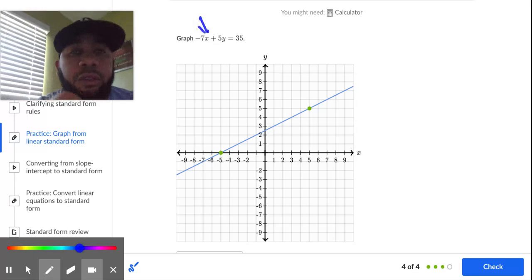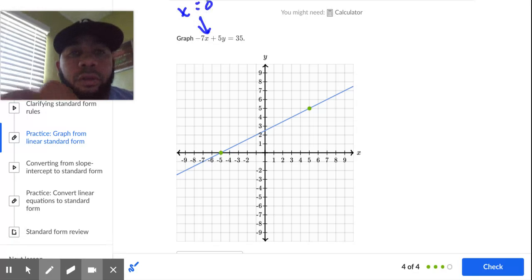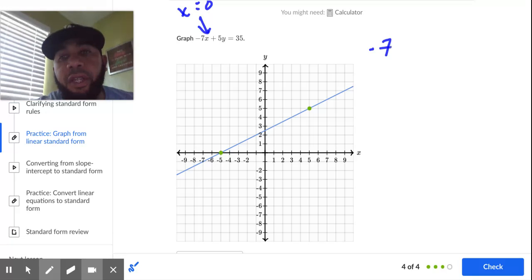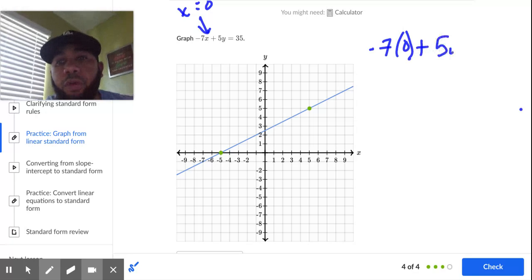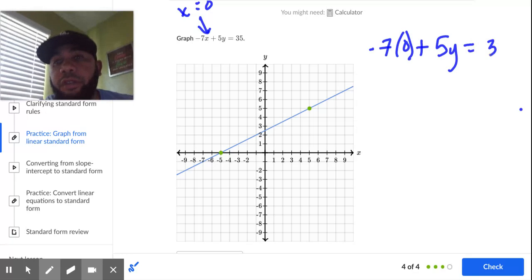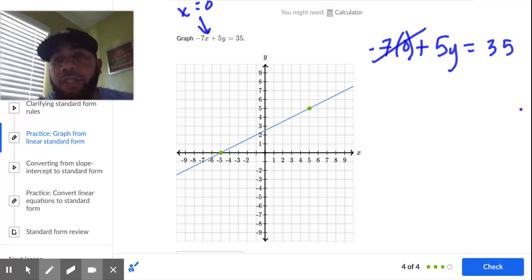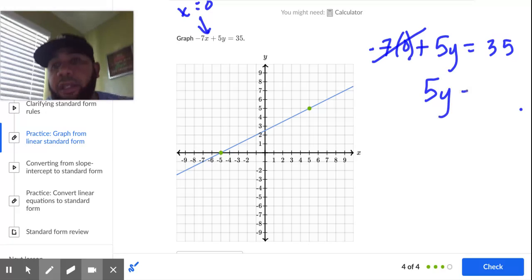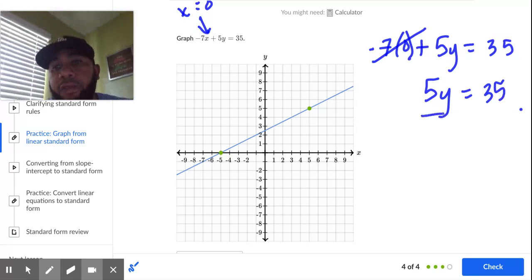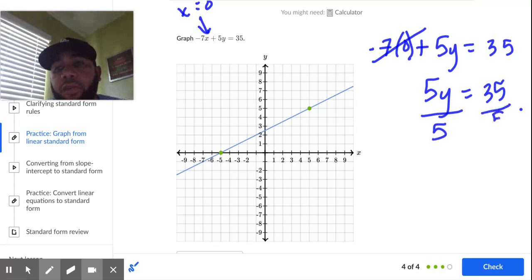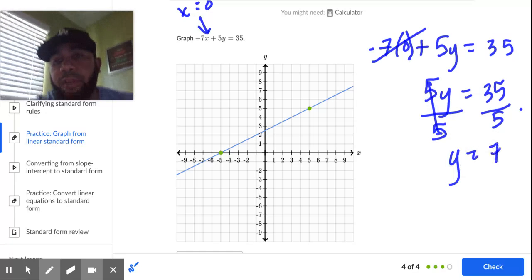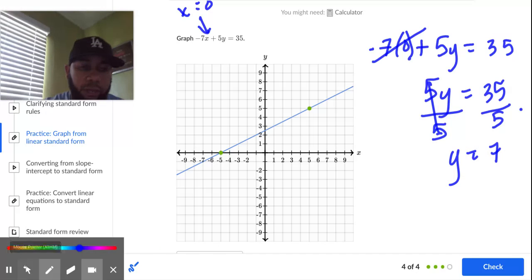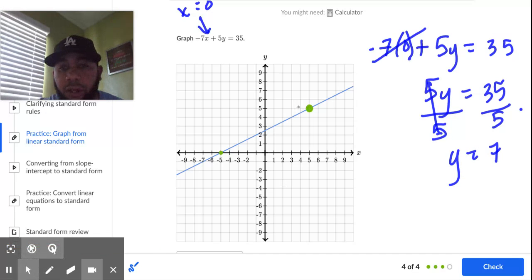Now let's let x be 0. And we get negative 7 times 0 plus 5y equals 35. Well, that's just going to zero out. 5y equals 35, divided by 5 over 5. And so y equals 7. And so we go ahead and plot that. And that gives us our second point.